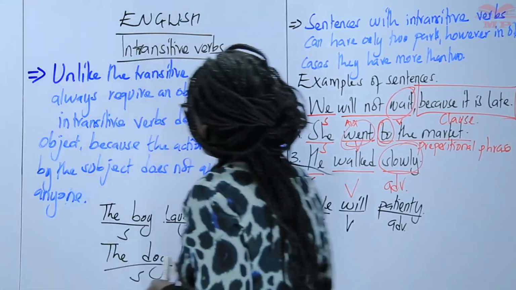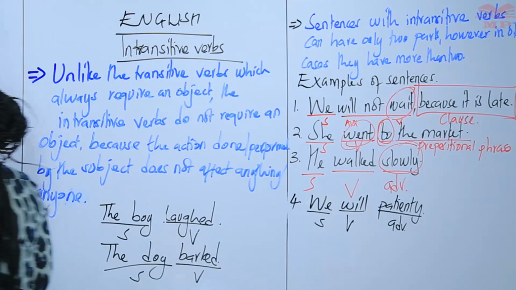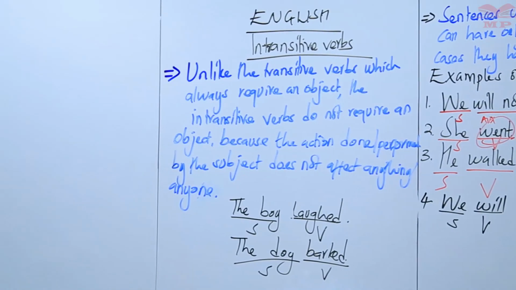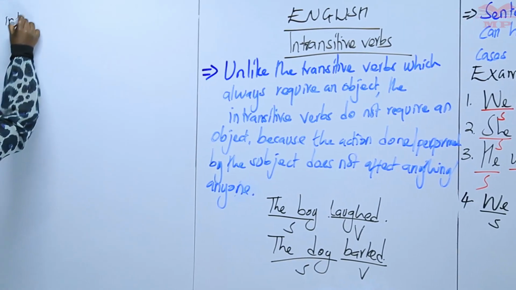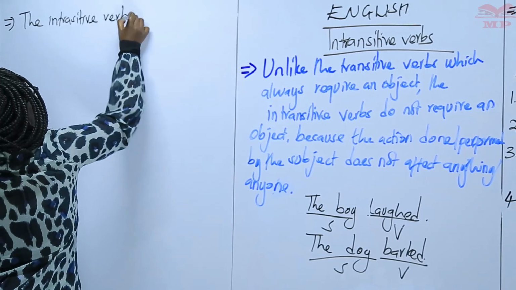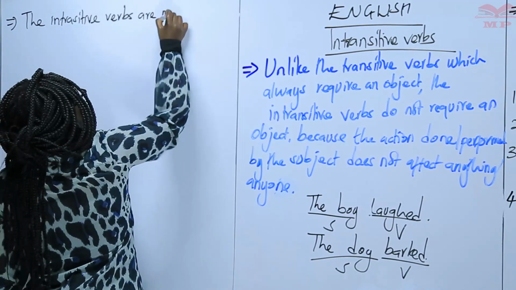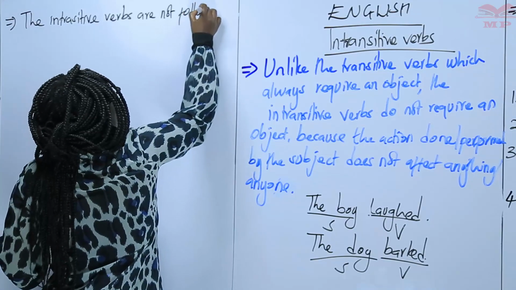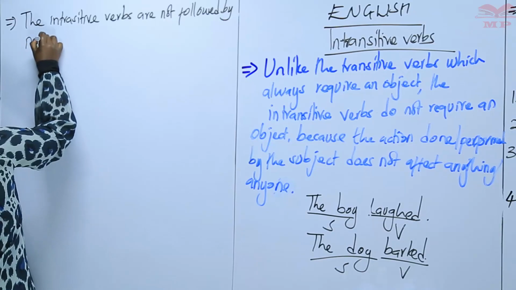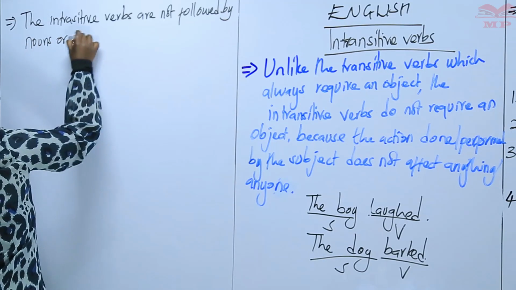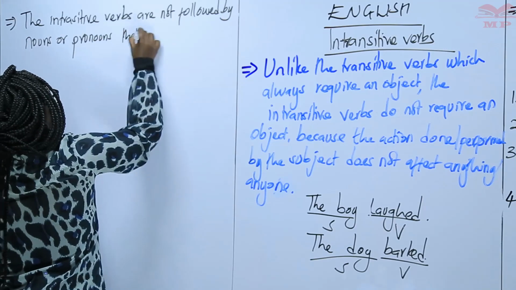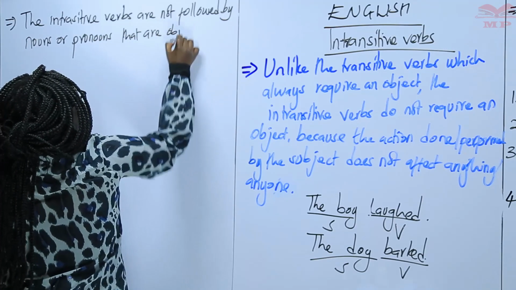Therefore, we can just conclude by saying, we can say the intransitive verbs are not followed by nouns or pronouns that are objects in sentences.